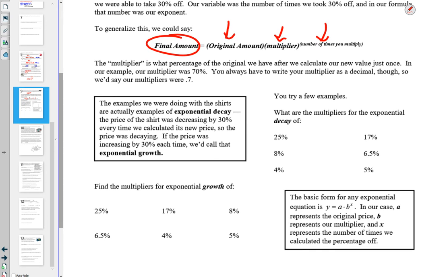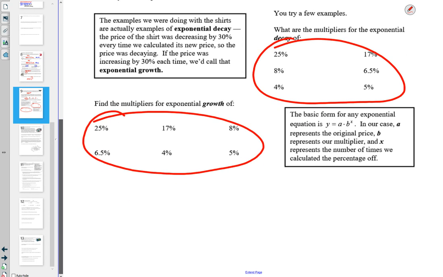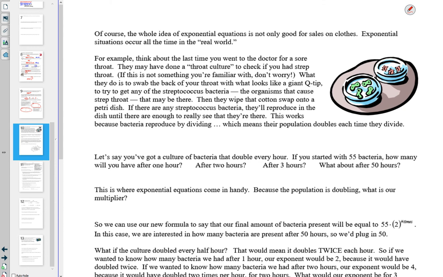I'm going to stay away from this because we have better things to do. You can do that stuff on your own time if you want. This is just different types of sales, multiplying by different things. I think we've had enough practice with that, so let's just keep on going through this stuff.